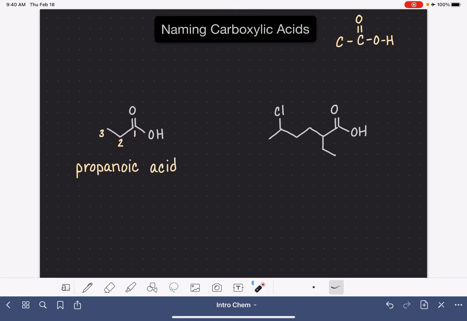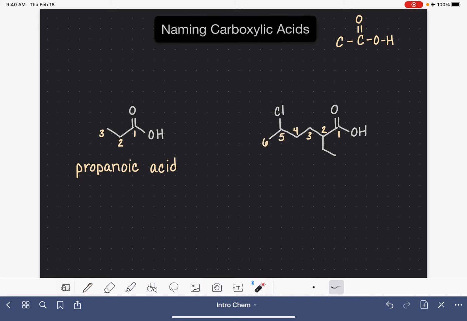Let's look at an example that's a little bit more complicated. So first we want to find the longest continuous chain of carbon atoms that includes this carbon of the carboxylic acid group. It looks like we want to go this way, like that. And we want to number that chain of carbon atoms starting at the carboxylic acid group. So we're going to number it like this.